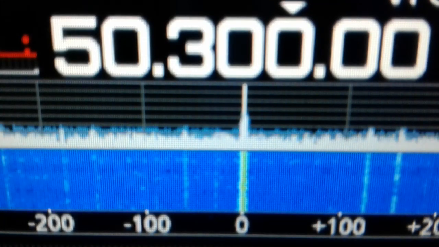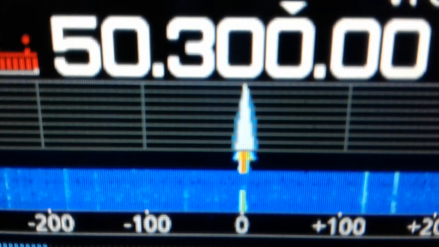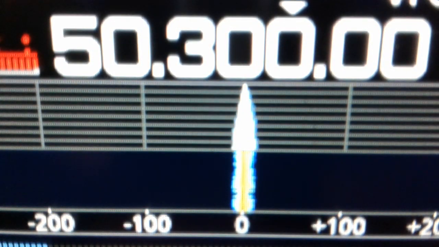K6YYL, AA6DD. Okay, AA6DD, K6YYL, very good. Yeah, because when I tell people, they just don't want to believe that it's meteor scatter.